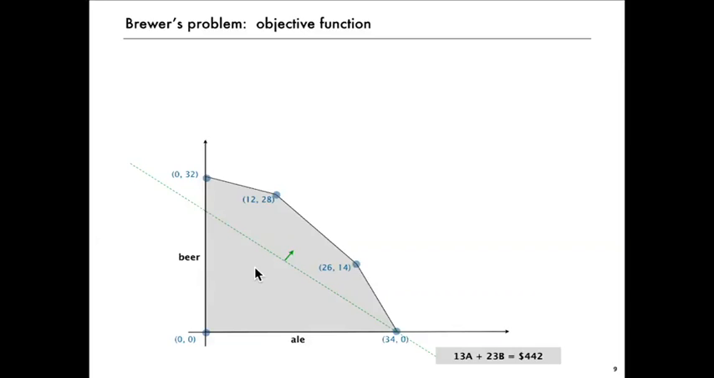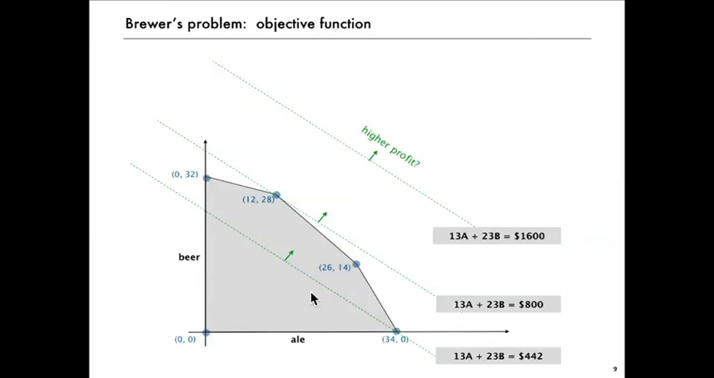And what about the objective function? Well, that's just another line, a line of some slope. If you take 13A plus 23B, that's the objective function. If you look at where this line of the same slope intersects the convex region, you can see that we want the one that goes up the highest. You can't get higher profit: if you have a line with a bigger number, then you're not going to be in the feasible region.